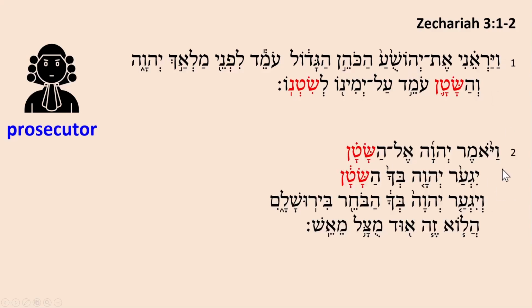We'll read the second verse as well. Vayomer Adonai el hasatan. Notice you do have the ha there, okay? The accuser. Let's call him the accuser. It's not really a name here. So Yahweh said to the accuser, Yig'ar Adonai becha hasatan. May Yahweh rebuke you, O accuser. V'yig'ar Adonai becha, same thing again, right? May Yahweh rebuke you, O Satan. May Yahweh rebuke you, Habocher Birushalayim, who chose Jerusalem. Okay, this is the Yahweh, which Yahweh? The Yahweh who chose Jerusalem.